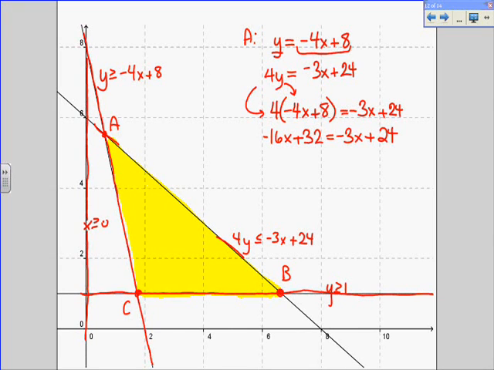So I have to figure out a way to get my x's on the same side here. I'm going to add 3x to both sides. Why am I doing that? Because now those cancel, and I end up with negative 13x plus 32 is equal to positive 24. I can't even read my own handwriting here. What do I want to do next? Subtract that 32 from both sides. And what does that leave me with? Negative 13x is equal to 24 minus 32. What does that give us?